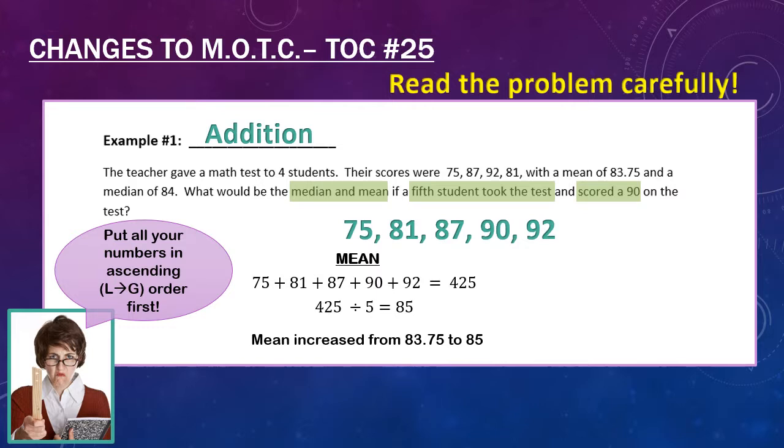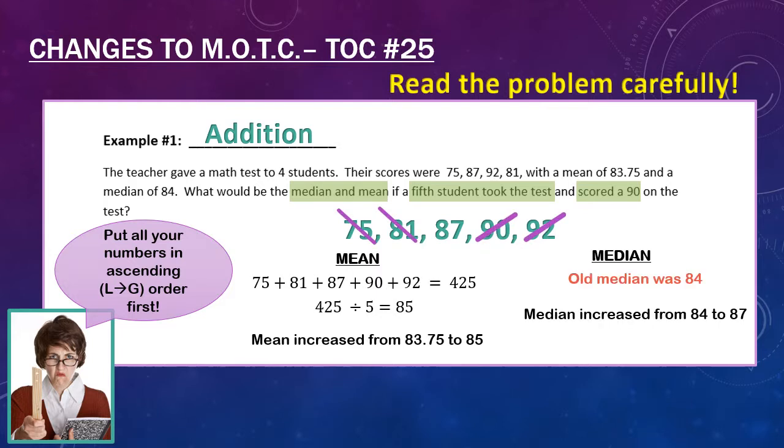Okay, for median, it was at 84. So now let's cross out until we find the middle. My old median was 84, and now it increased from 84 to 87. So it increased by 3. So there was a much bigger jump for the median than for the mean. So sometimes they might ask you a question that says which had a bigger increase, the mean or the median. The median had a bigger increase.